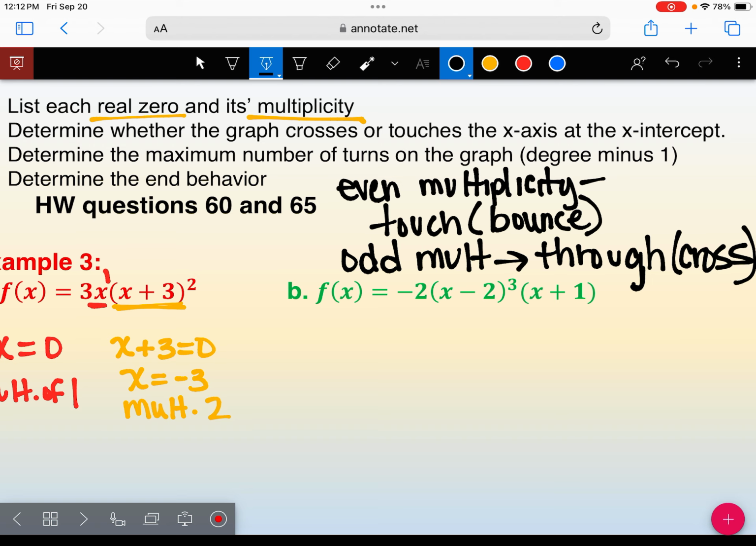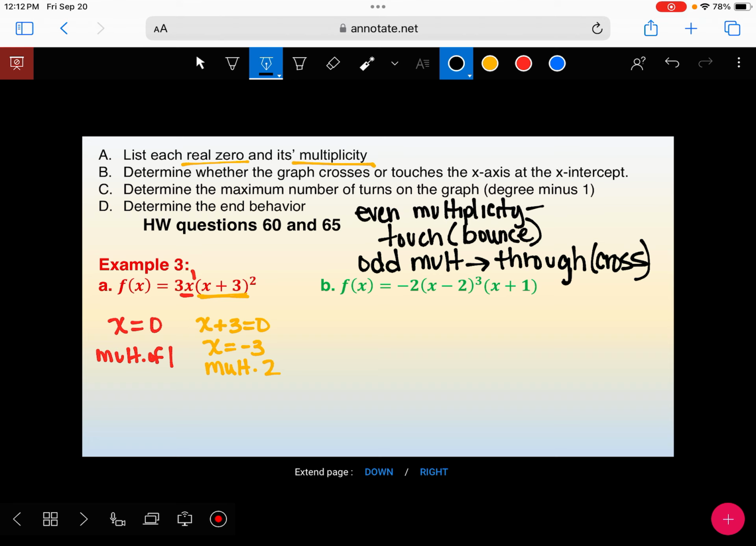So this is the answer to part A. For part B, does it touch or cross? Well, at 0, 0, because the multiplicity is 1, it's actually going to cross through the x-axis. But at negative 3, 0, it's not going to cross. It's going to touch or bounce.